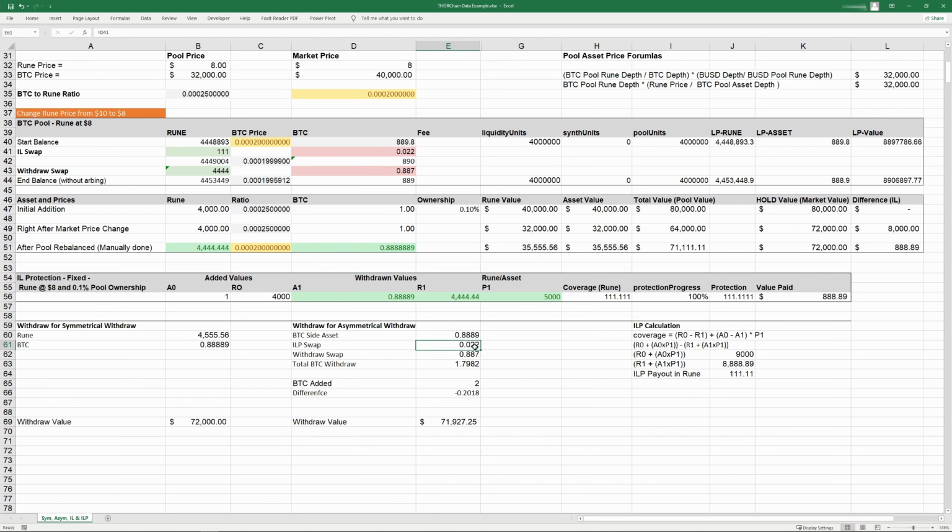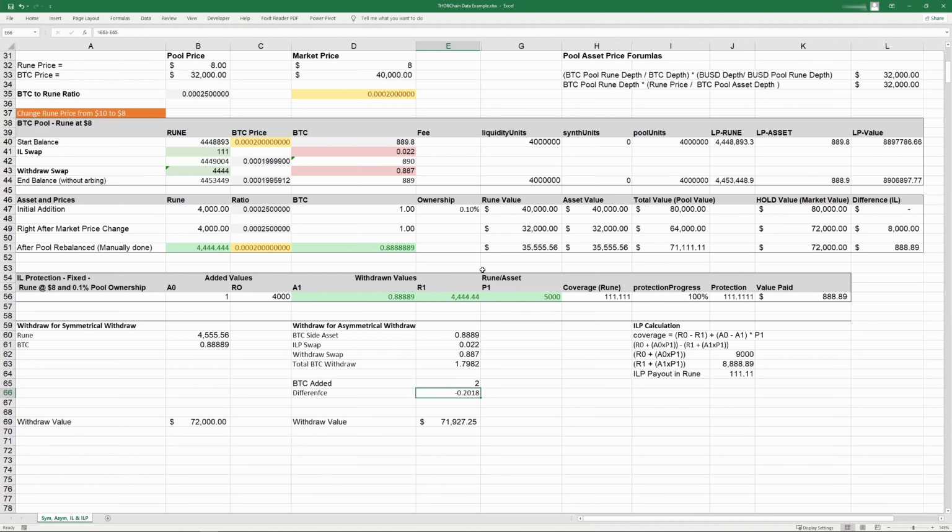Obviously, as I said, the ILP slip would be added to your liquidity units and then withdrawal recalculated. But this is just to give, like I said, an example. Now, it's a little under $72,000 because of the slip, but not by much. And the point I'm trying to really highlight here is that we added 2 BTC, and when we withdraw, even though we've got impermanent loss protection, that does not guarantee that you get 2 BTC back.